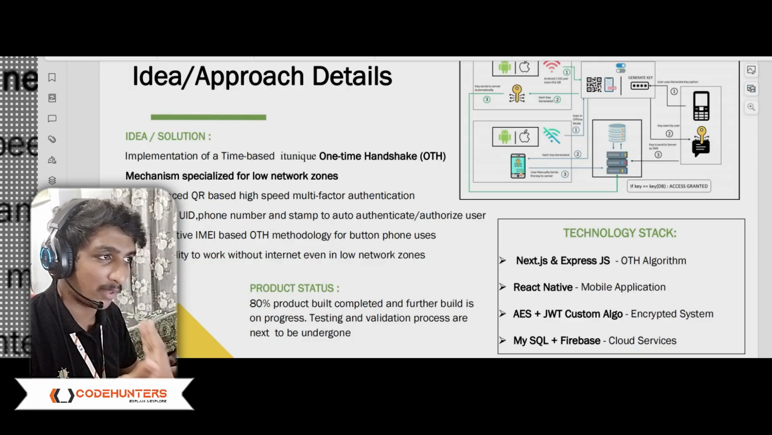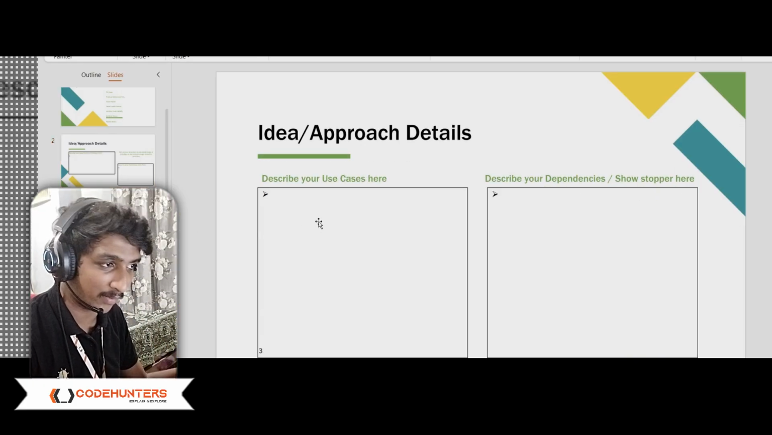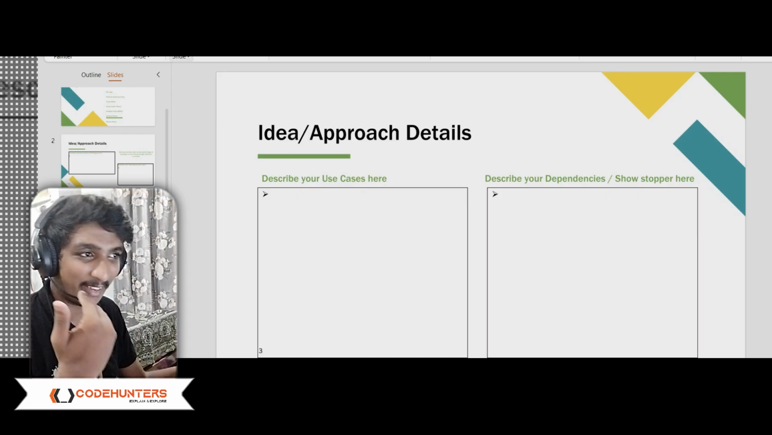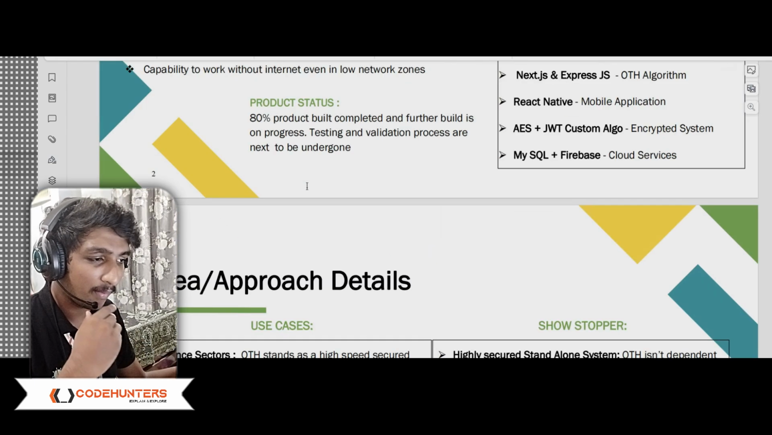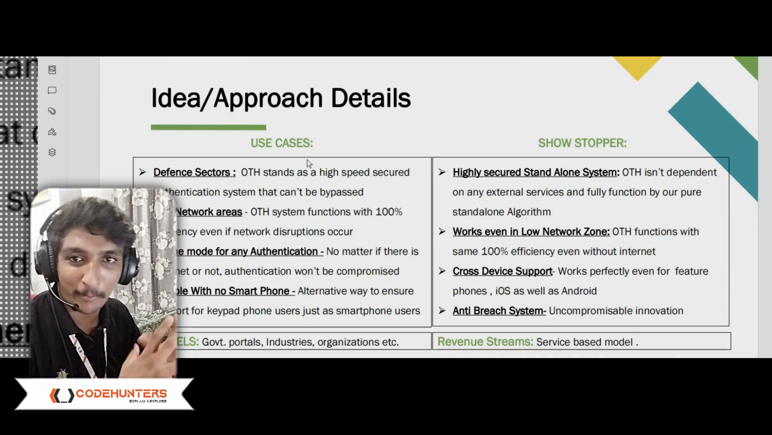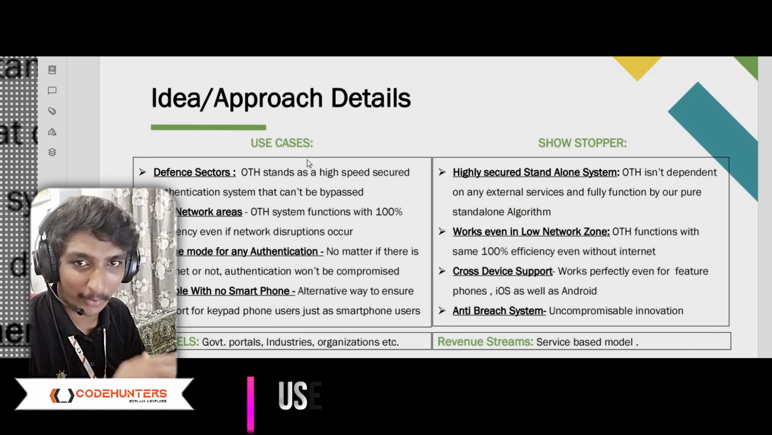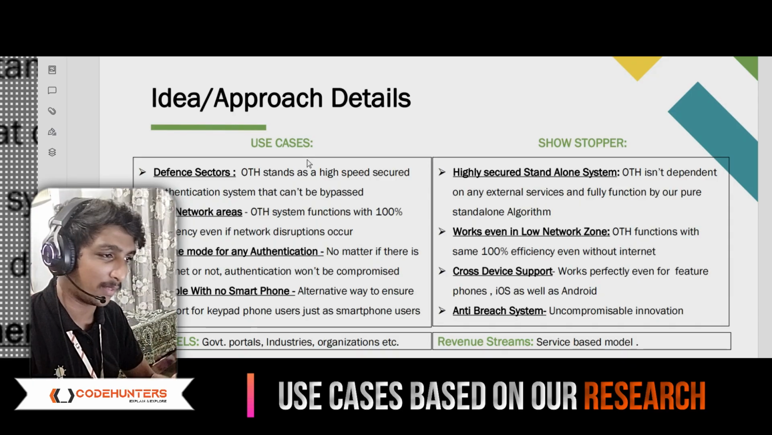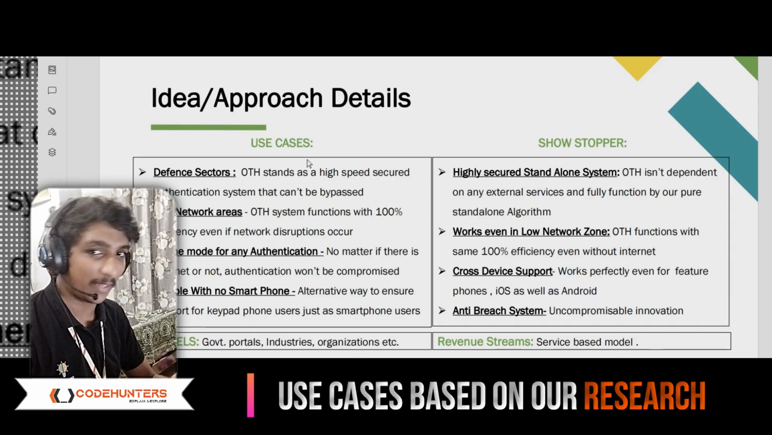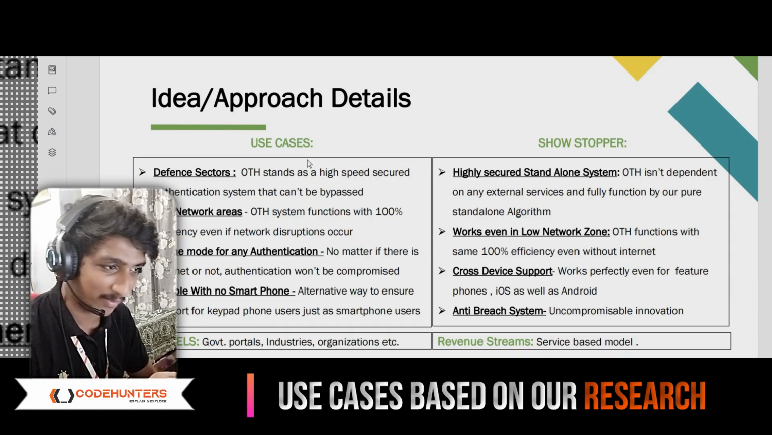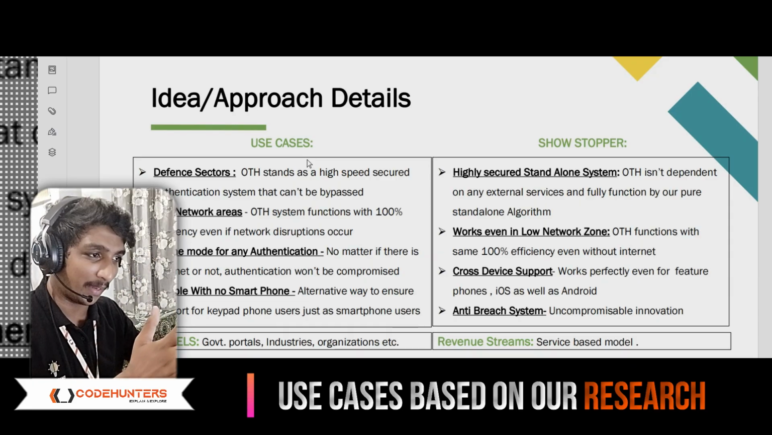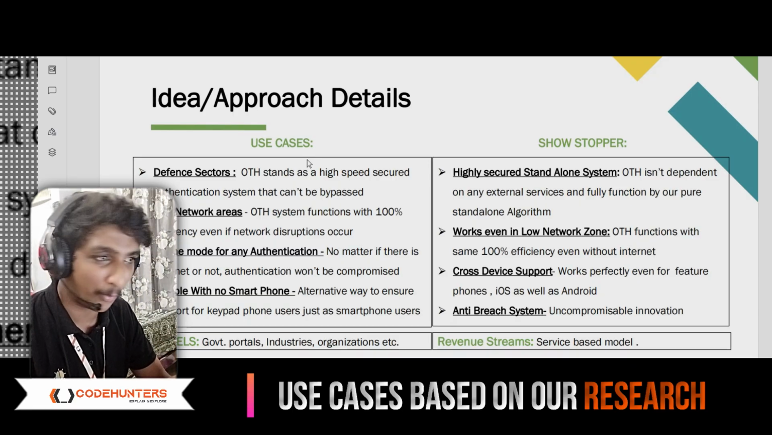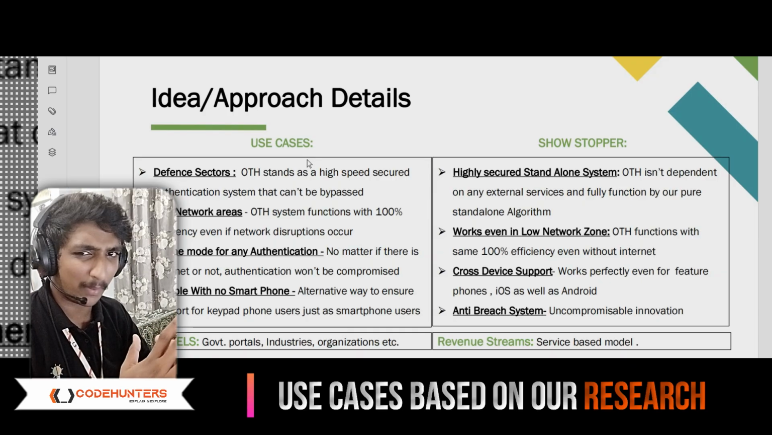In the second page, as we saw in the initial template itself, describe your use cases, showstoppers and all. Here too we have added additional sections. Let me just show you. So use cases: where are we going to use this? We can use it in different sectors, in low network zones, for offline authentication. For button phones we devised something called an SMS-based authentication system, which is an encrypted system itself. This is how we describe the use cases, and you can just have the points. I will share this PPT as well for your reference, and keep it precise, as I say again.